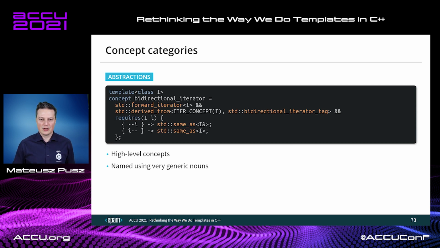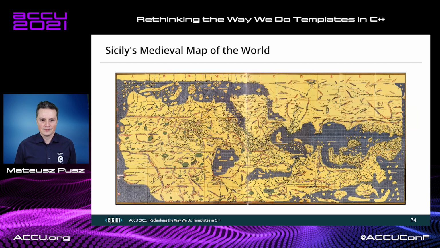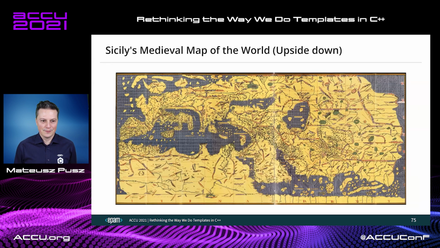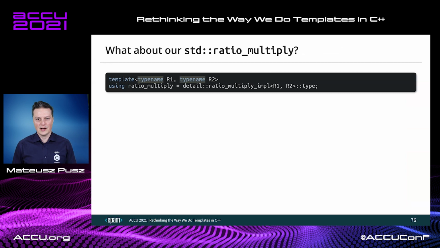So this is the world we are seeing right now. Maybe it doesn't look right, maybe it's not familiar, but sometimes we can look from another angle at the same situation. Let's, for example, turn this map upside down. And I think it starts to be more familiar to you, right? From my experience, we want to have more categories of concepts.